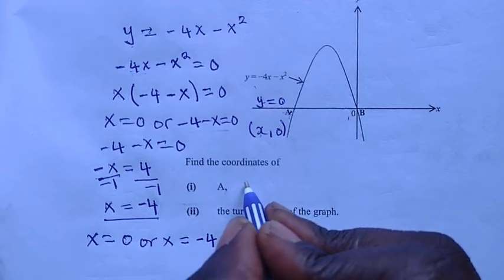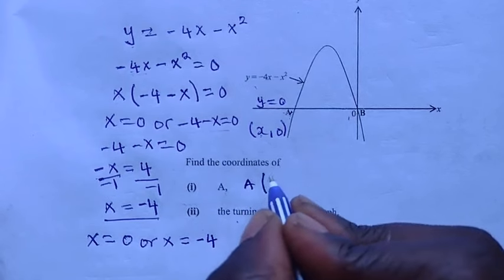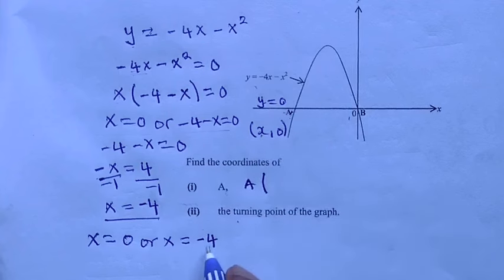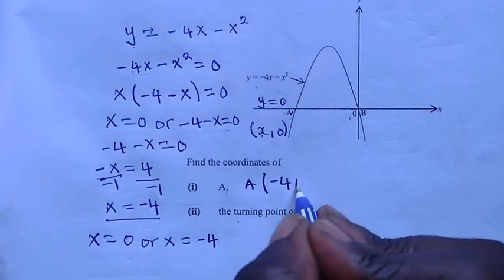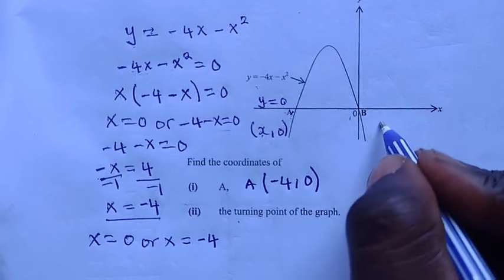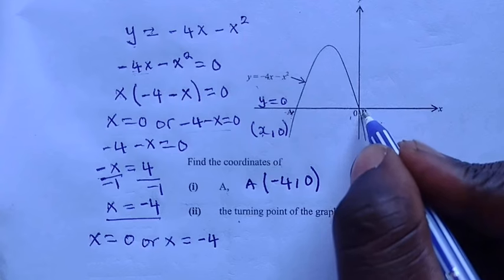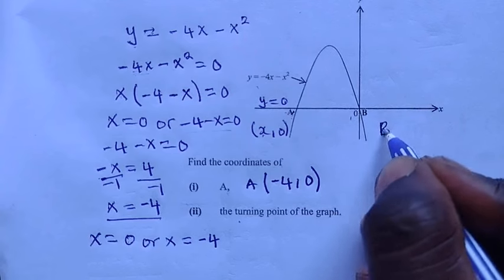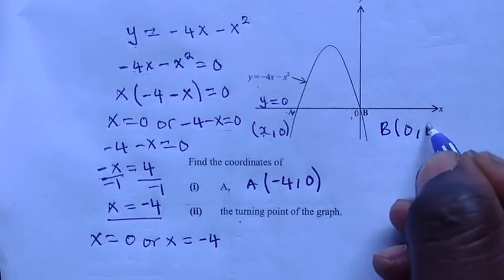So you can just say the coordinates of A will be, where there is x, we'll put a negative 4, comma 0. These are the coordinates of A. For the purpose of knowing the coordinates of B, it's right here. So for B, it will be 0, comma 0.